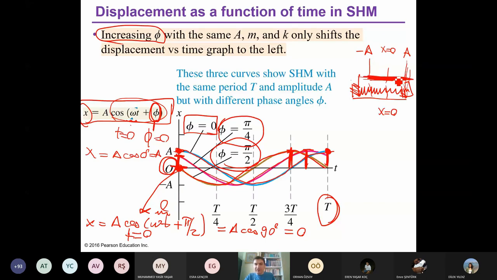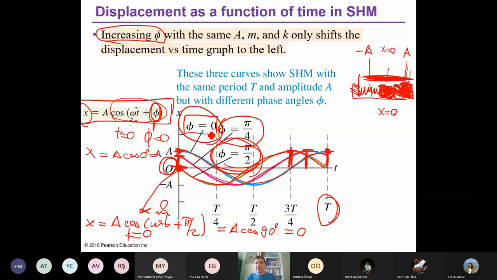When phi is equal to pi over two, the mass starts to oscillate between A and minus A from this position. It will oscillate like this, okay? Or you can start from this position. So the phi angle defines the starting position for the simple harmonic motion.